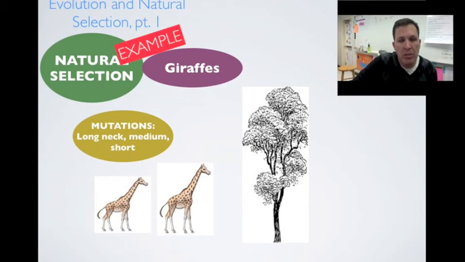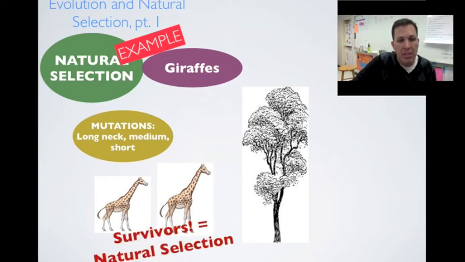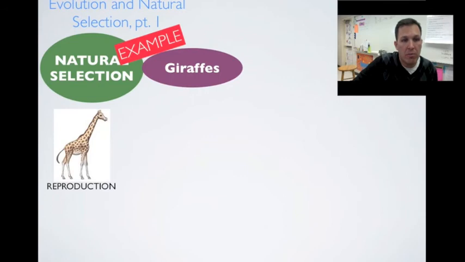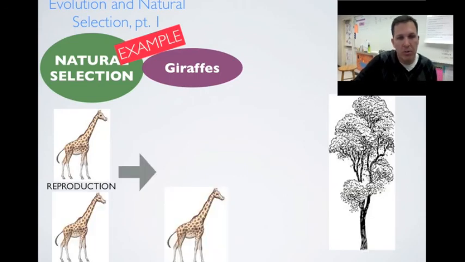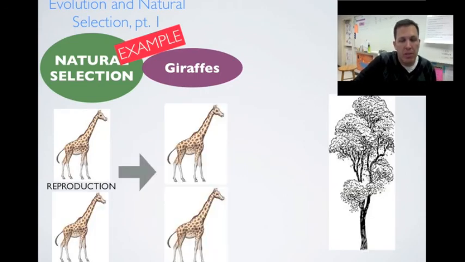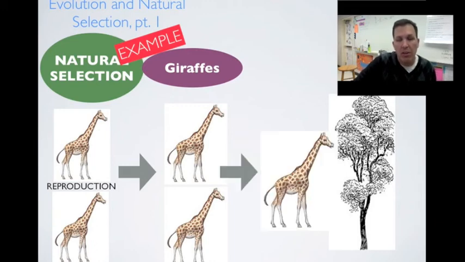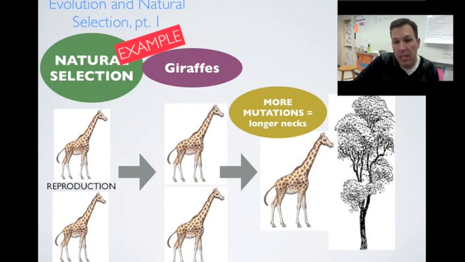So the better mutations survive. The survivors get food, and they're going to reproduce, and that is natural selection, survival of the fittest. Nature picked that in this case, it's better to have long necks. Okay, so the longer neck giraffes will reproduce, and their offspring will have longer necks. And if we go on and they reproduce, they're going to have even longer necks. Okay, so we're going to get more mutations and probably more giraffes that have longer necks. Okay, just more and more mutations.